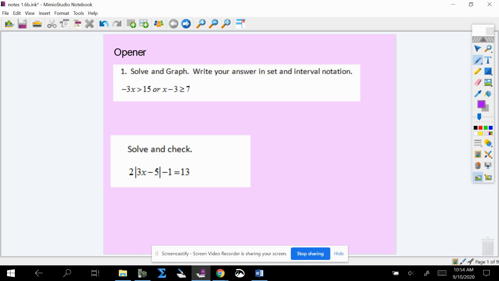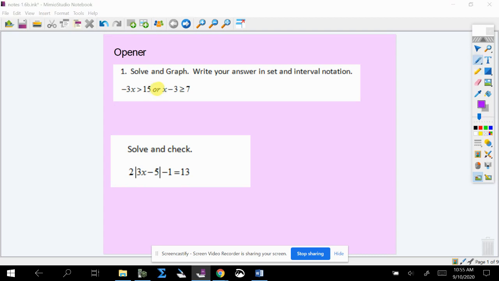As we start the second day of 1.6, I want to start with a quick little recap to make sure that as we're going through this chapter, you're comfortable with what we've done so far. First I want to look at inequality, since the last lesson didn't have inequalities. When you're solving your inequalities, this is a compound inequality because you see the word or.